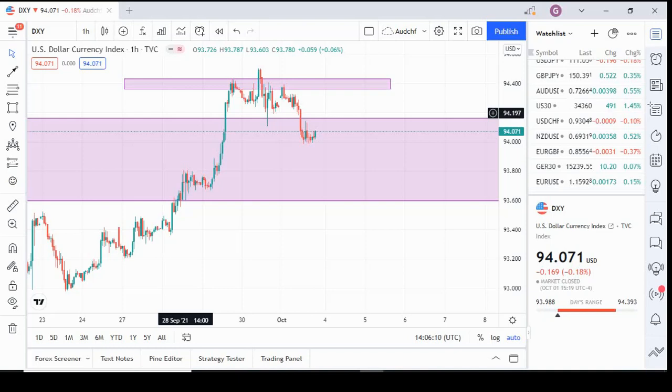Now the market is a device for taking money from the impatient traders to the patient traders. You need to wait. It's a game of waiting. Patience is the name of this game, gents and ladies. Patience is the name of this game. If you're patient enough, you'll be persistent, you'll be consistent when it comes to making profits.